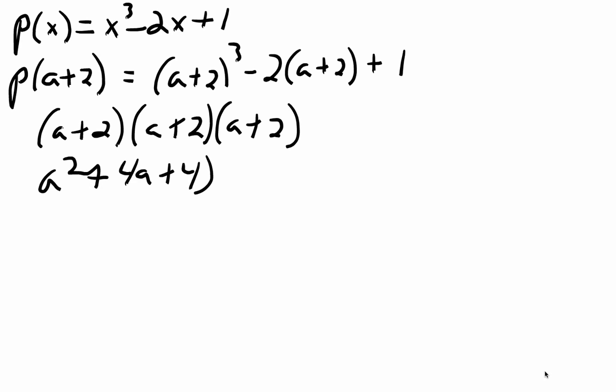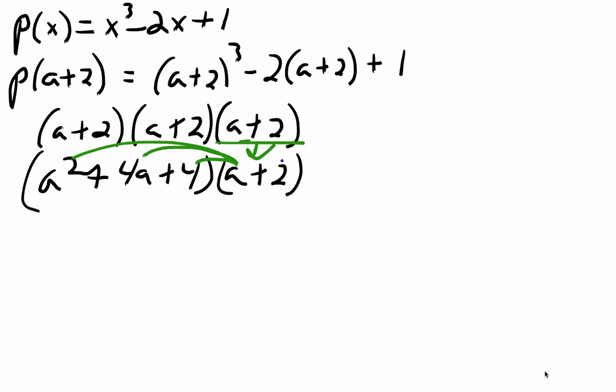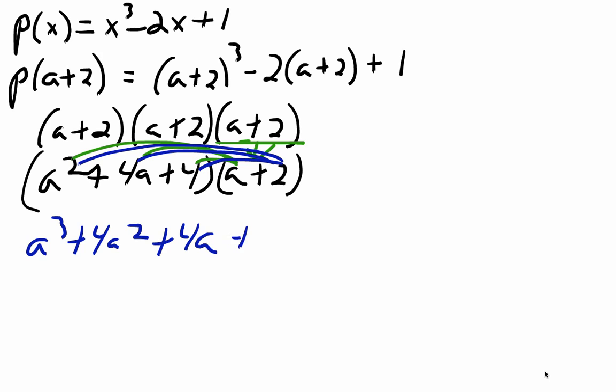Then I would take that and multiply that by a plus 2, which would be this last one here. That's where I'm getting that. And once I distribute that to all the terms, just draw arrows to save some time there. So I'm distributing that to every single term in there. I get a cubed plus 4a squared plus 4a plus 2a. Then I would distribute this here to here to be minus 2a minus 4. And then plus 1.